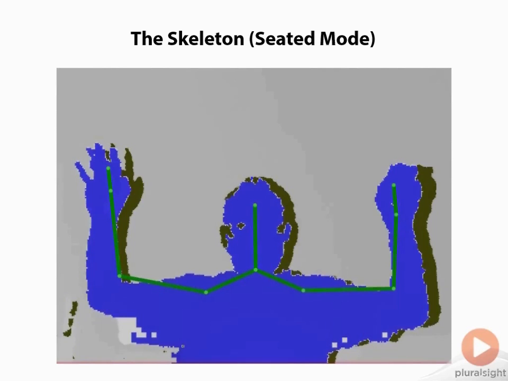This is called skeleton tracking. It can track the whole body, but what you are seeing here is the so-called seated mode, which means that the skeleton tracking only cares about the upper body, hands, neck, and the head.